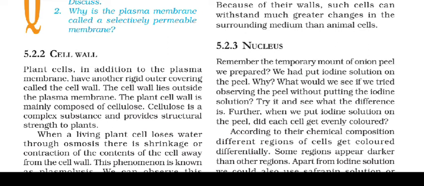Now the second one is the cell wall. What is the cell wall? The cell wall is an additional layer present outside the plasma membrane, but there is a difference here. In the animal cell, no cell wall is present, but in the plant cell a cell wall is present, and it is composed of cellulose, a very complex substance, and provides structural strength to the plants. Okay, now this is about the cell membrane and the cell wall.